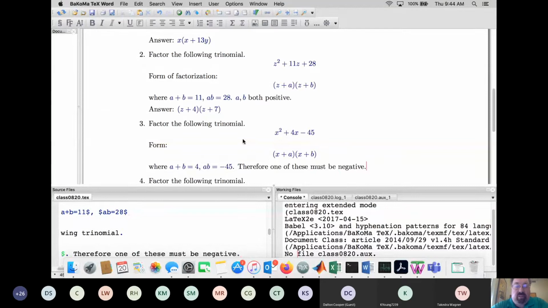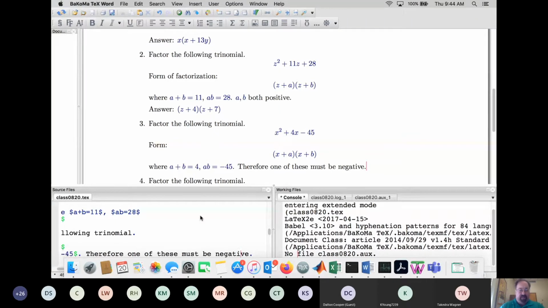A good way to think of it is, if you think of two numbers whose product is 45, and since one of them has to be negative, then you're really looking at a difference of these numbers being 4. So what numbers would work in that case? 9 and negative 5.